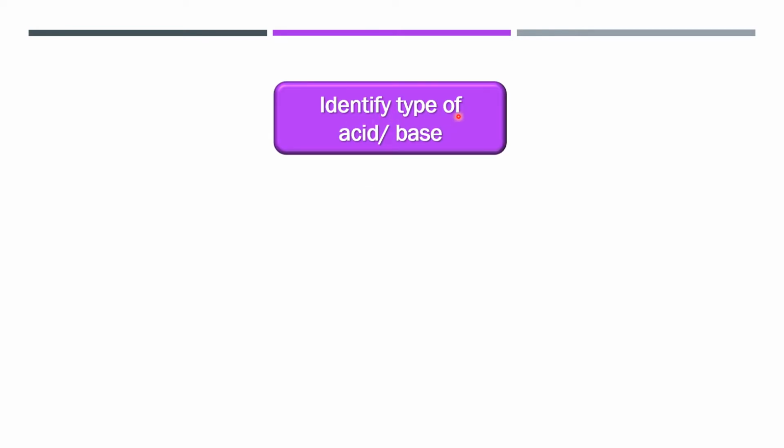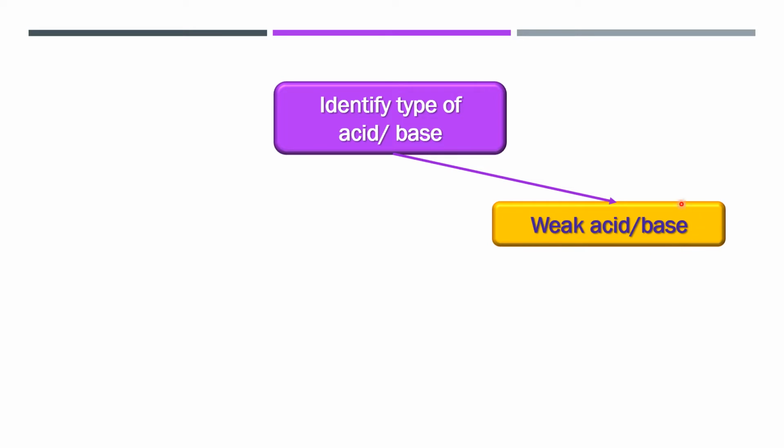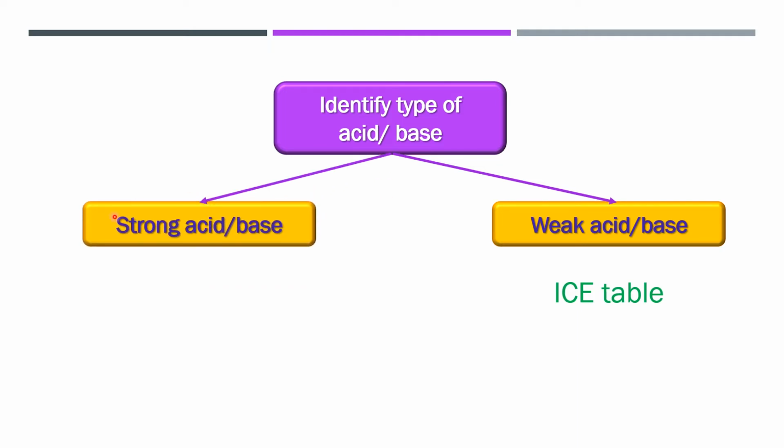In order to answer the question about acid and base, first step, you must identify the type of acid and base. Kita perlu kenal pasti jenis acid dan base yang diberi. If the question gave you weak acid or weak base, you must write the ICE table to answer the question. Kalau soalan bagi weak acid ataupun weak base, kita perlu buat ice table untuk jawab soalan. If the question gave you strong acid or strong base, you don't have to write the ICE table to answer the question. Kalau soalan bagi strong acid ataupun strong base, tak perlu buat ice table untuk jawab soalan.